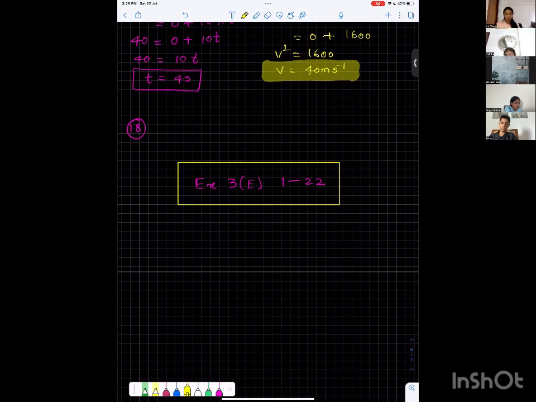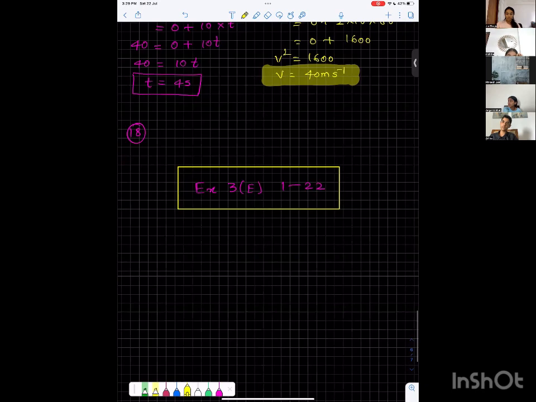Guys, everybody will copy down these notes also. Whatever derivation was made, those who have not written it, they'll write it in the notebook. Copy it down.